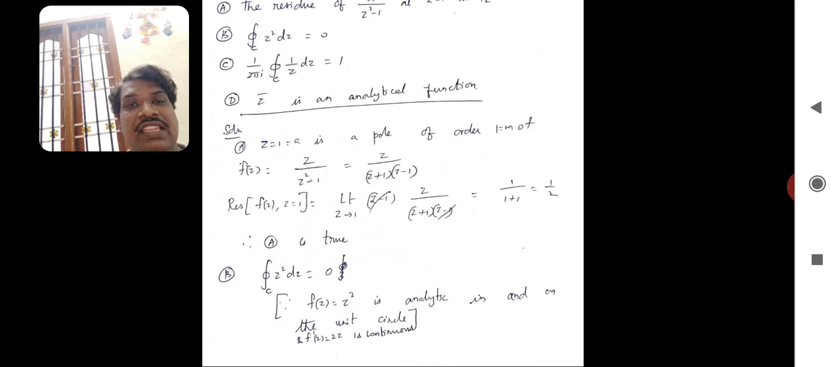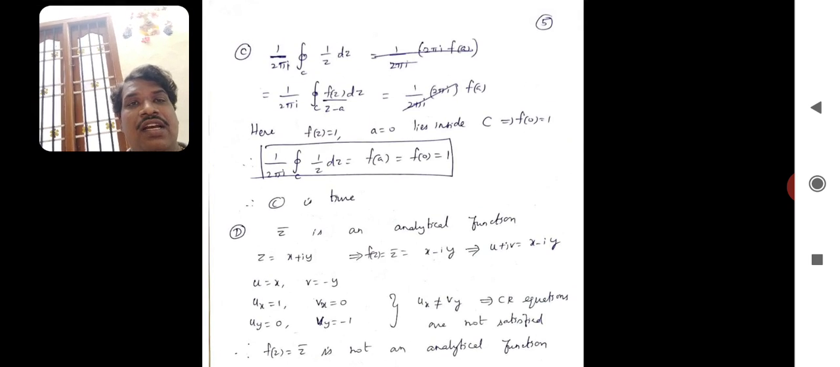Now coming to the third statement, option C. Again it is based on integration. It is given 1 by 2 pi i integration over c 1 by z dz. First of all, find what poles are present for the given function f of z. By equating the denominator of the function to 0, I have only z in the denominator, so z equal to 0. So z equal to 0 is the only pole of the given function, and of course it is a simple pole. So we can check whether z equal to 0 lies inside the given closed curve or not.